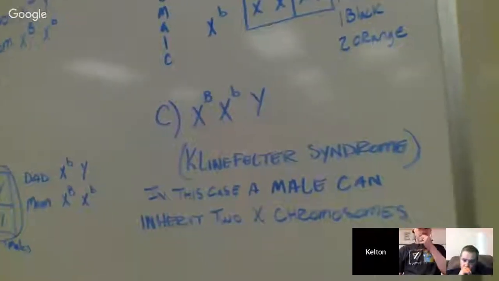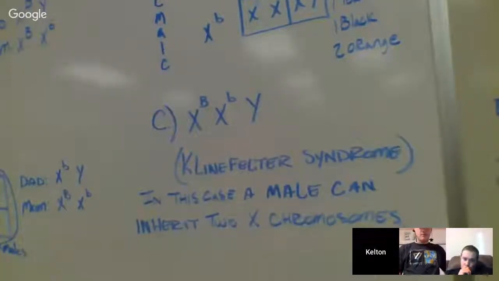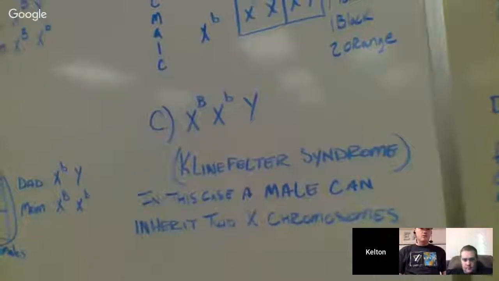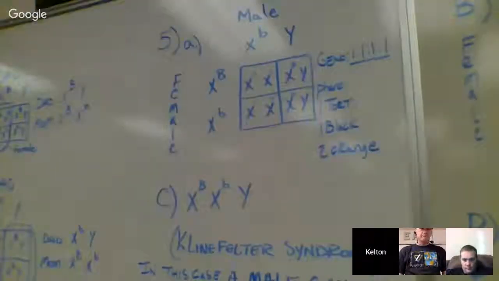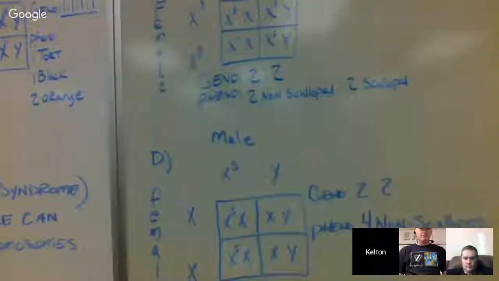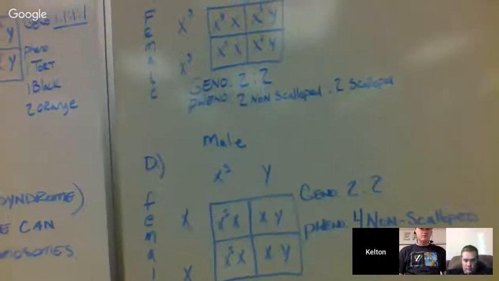can basically take on 2 X chromosomes, and then the Klinefelter syndrome. Do that one. And then here we've got the next ones. Those ones.